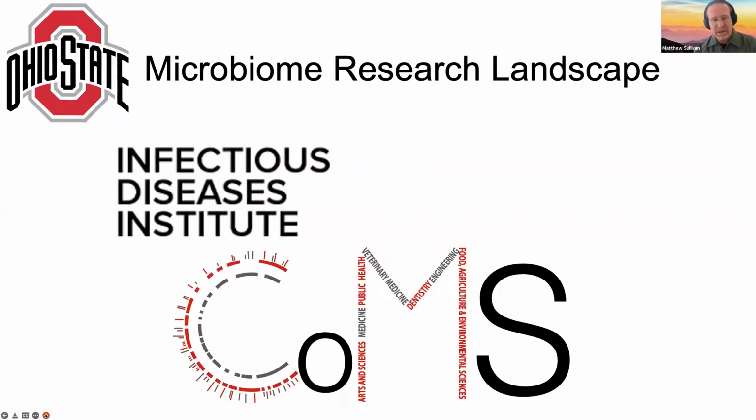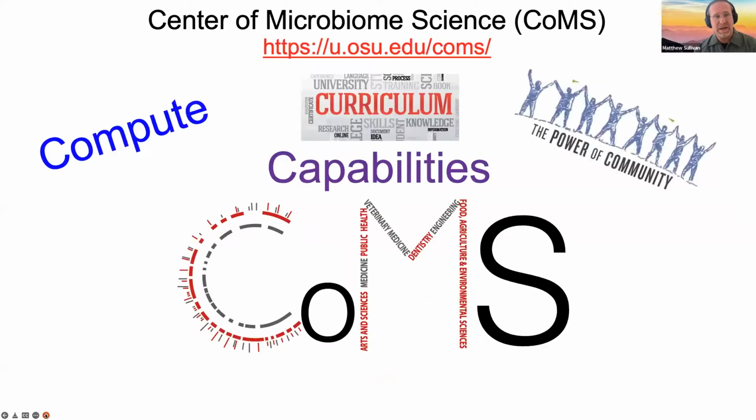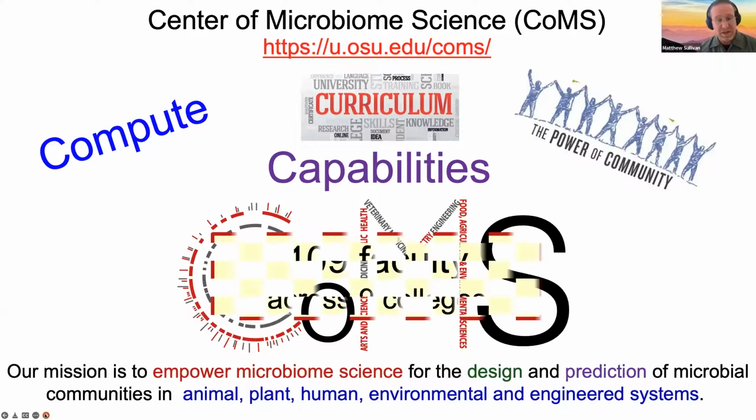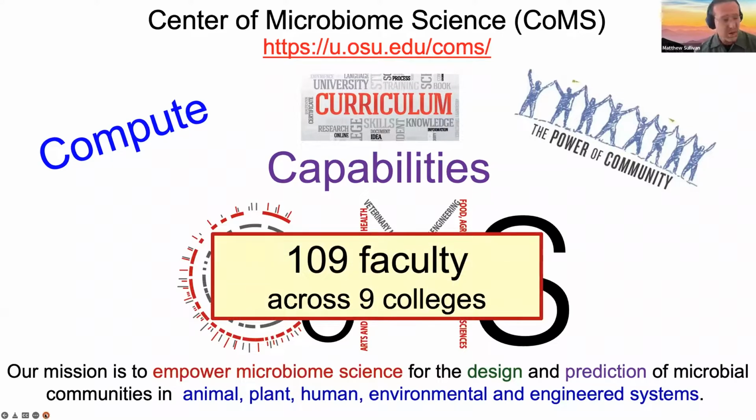The second entity I'd like to highlight is the Center of Microbiome Science. And this was launched in February 2020. And a month later, everything was kind of shut down due to COVID. So it was an interesting time to launch, but the vision is to really empower microbiome science for the design and prediction of microbial communities in animal, plant, human, environmental, and engineered systems. We do that through what we call the 4 C's of compute, curriculum, capabilities, and community. And this is a very vibrant and robust community of 109 faculty across 9 colleges at Ohio State.